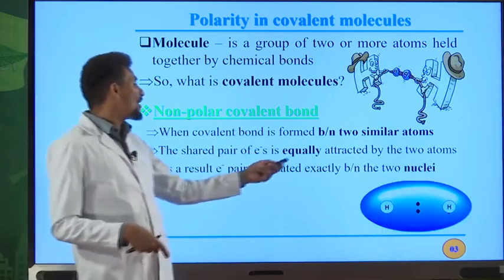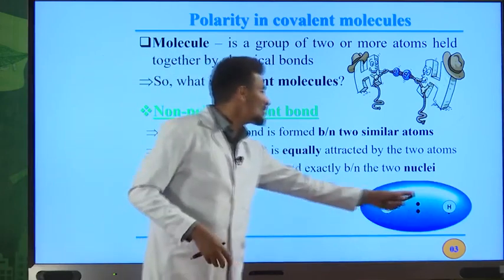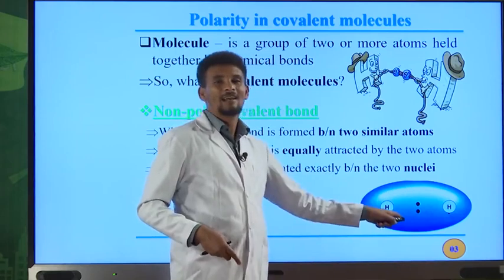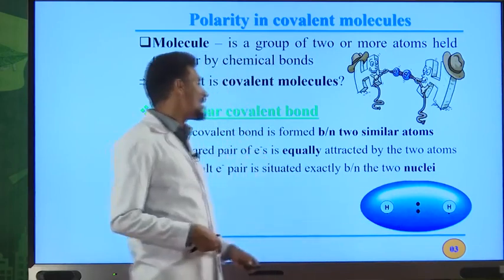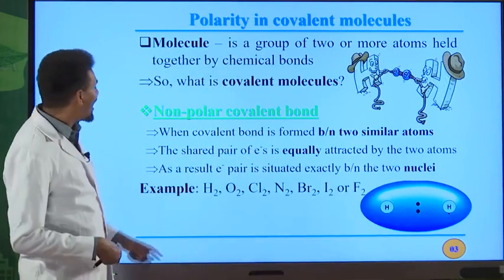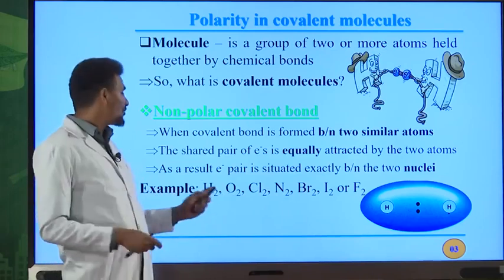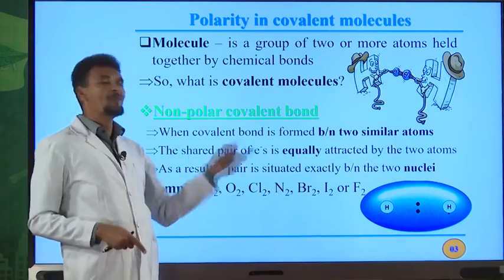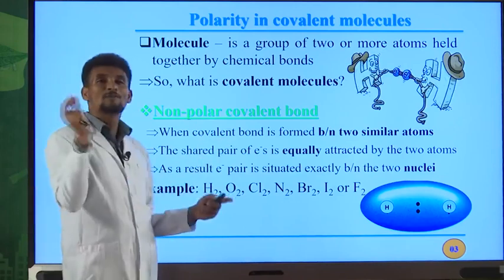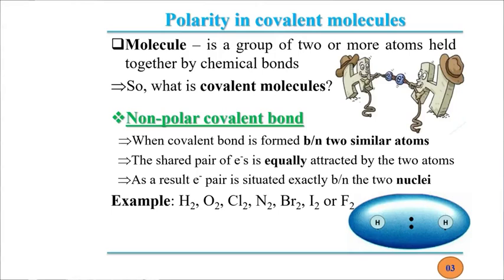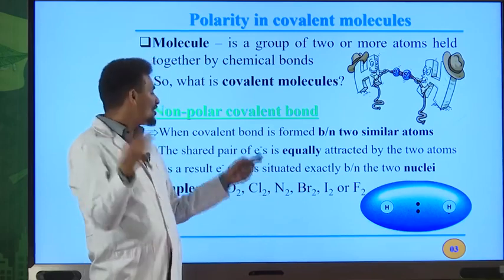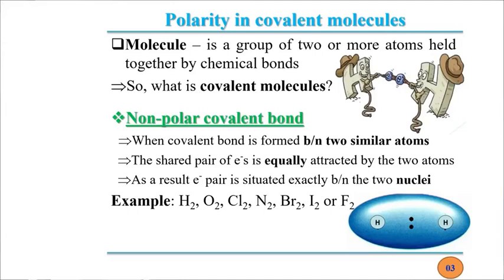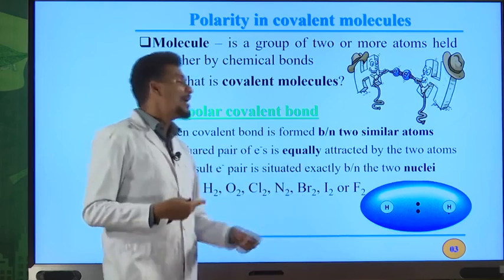As a result, the electron pair is situated exactly between the two nuclei, at the center of the nuclei of the two atoms. This indicates equal sharing of electrons between the two atoms. For example, the bond formed between two hydrogen atoms is a nonpolar bond. The bond formed between two oxygen atoms, in an oxygen molecule, is also a nonpolar covalent bond. Between chlorine atoms, a nonpolar bond. Between similar atoms of nitrogen, also a nonpolar bond. Between bromine atoms in a bromine molecule, also a nonpolar bond.